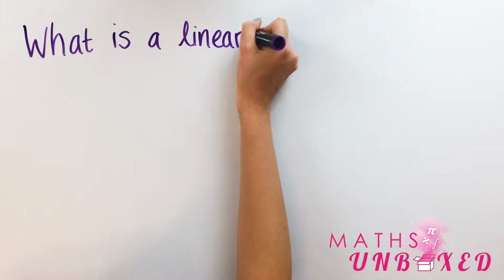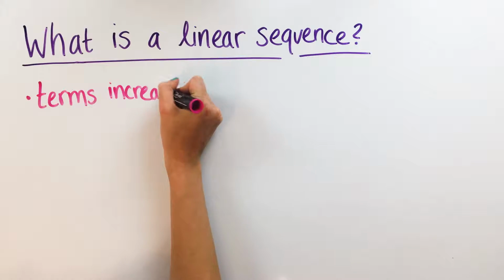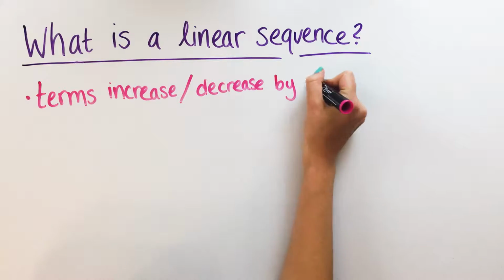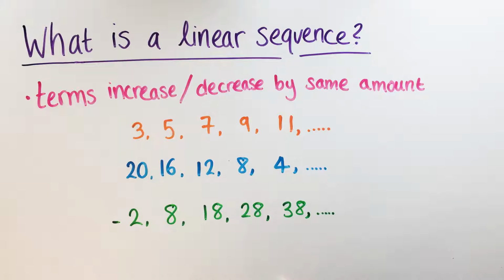Firstly, what is a linear sequence? A linear sequence is a sequence of numbers where the terms increase or decrease by the same amount each time. Here are some examples of linear sequences.